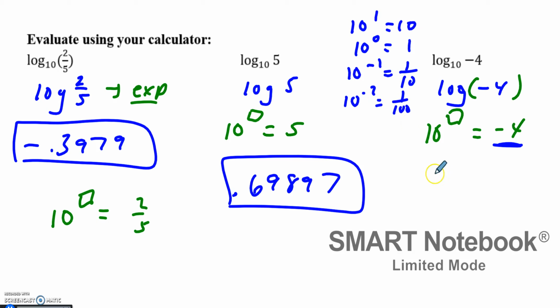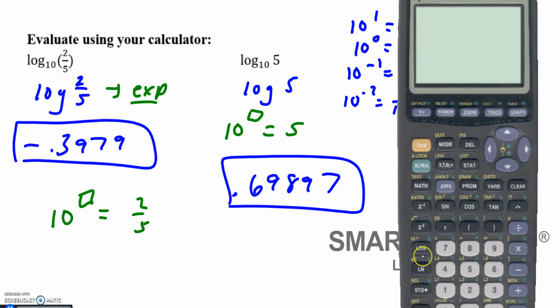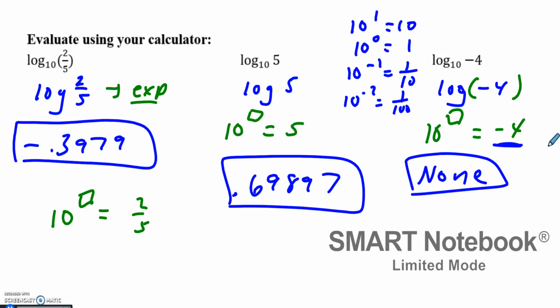So this answer would be none. There is no exponent that makes this true. But if we'd like to make sure, we could plug it in our calculator and say log of -4, and it says non-real answer. So our answer isn't real, it's not possible based on the definition of an exponent and a log. So that would be my final answer, none. I'm even going to write a note, not real.